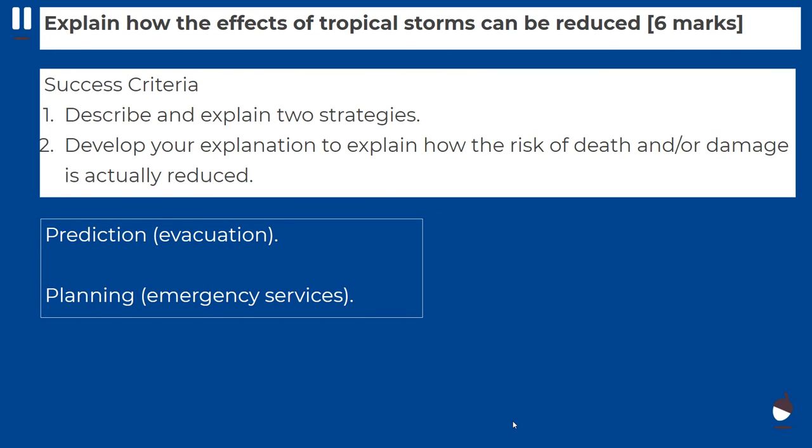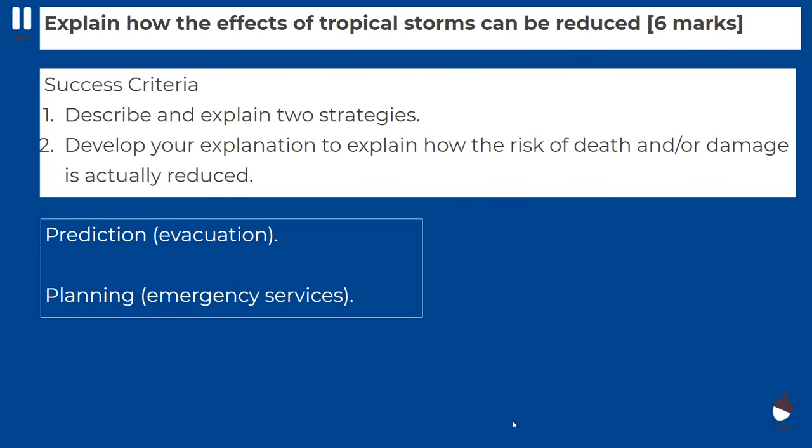So we're going to take 2 of these areas to add into our answer. The success criteria for this is to describe and explain 2 strategies, 2 ways that the effects of tropical storms can be reduced. But what you must do is develop your explanation to explain fully how the risk of death and or damage is actually reduced.